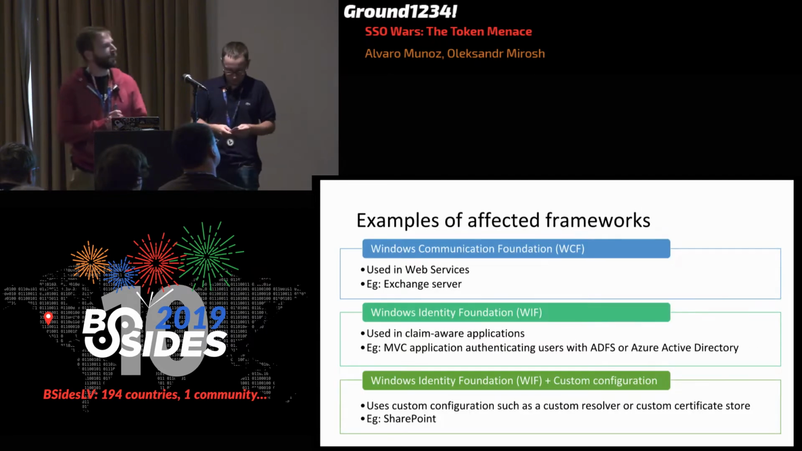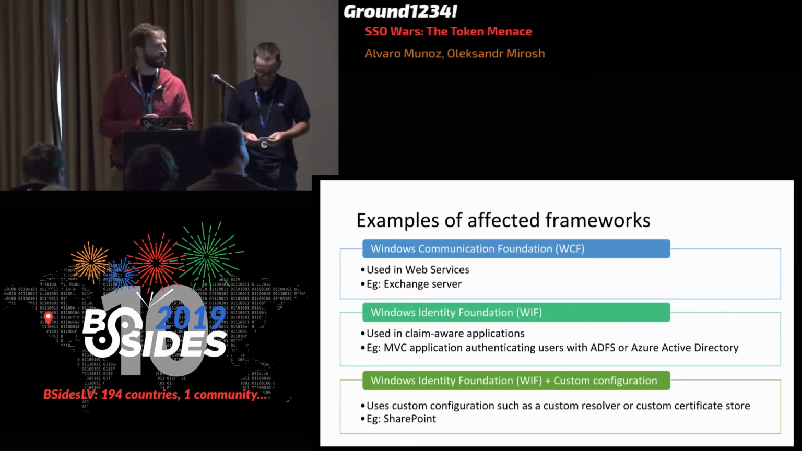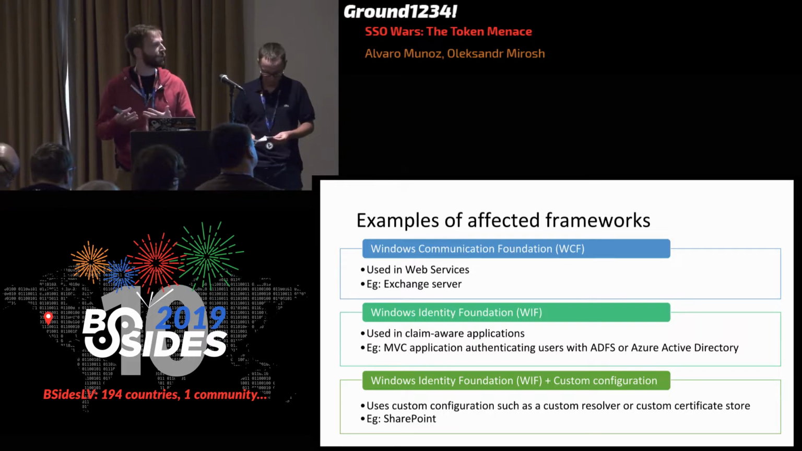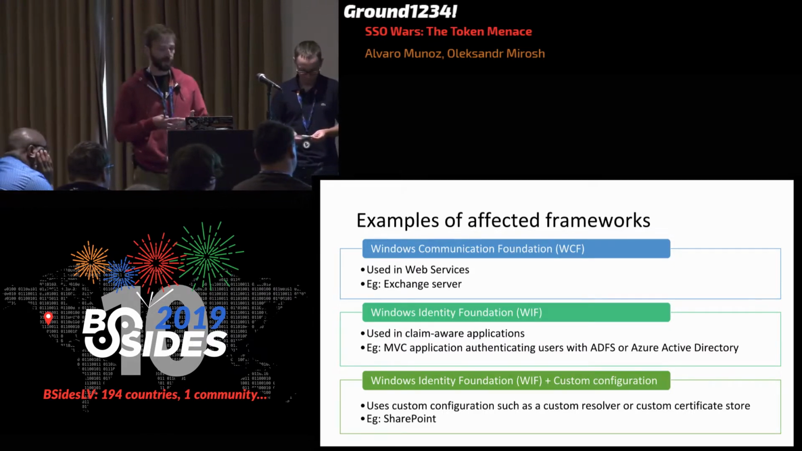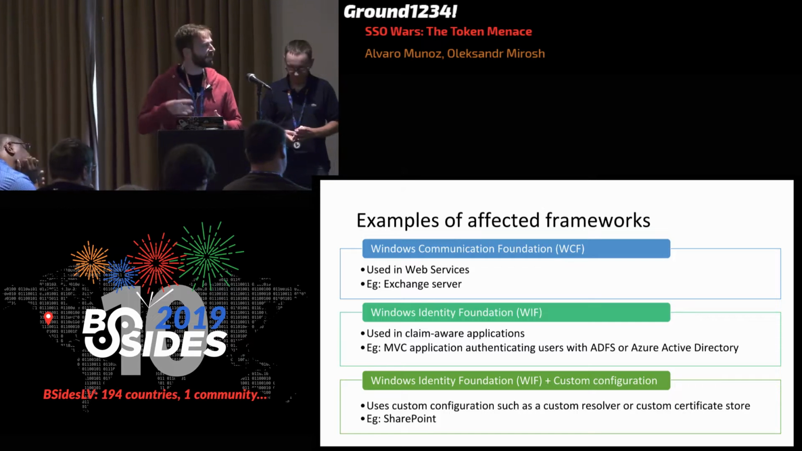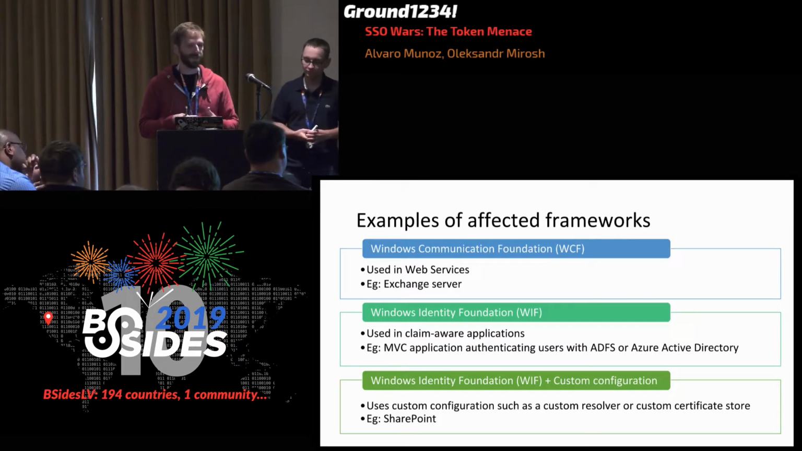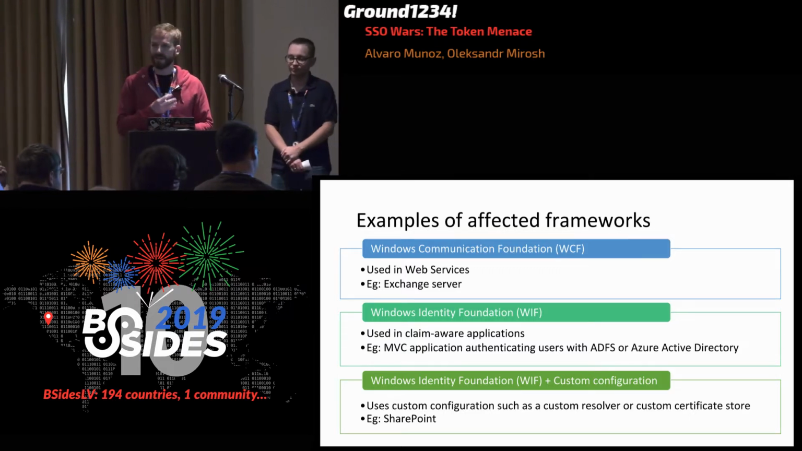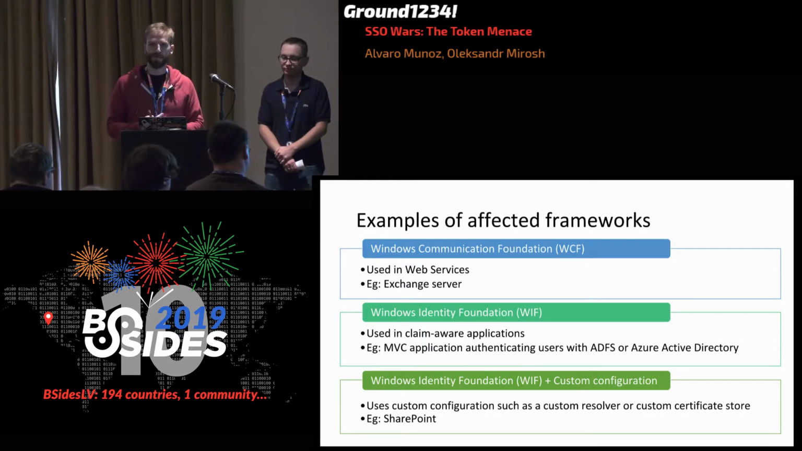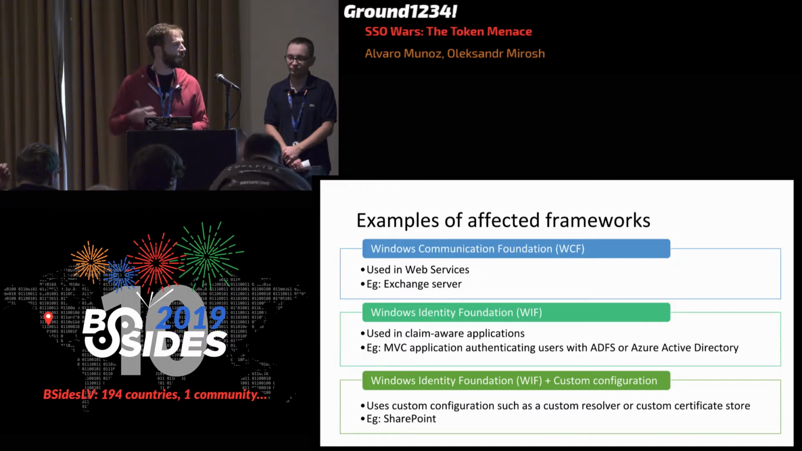So we will be reviewing some of the most important frameworks in Microsoft that actually accept SAML tokens. The first one will be WCF. We will see that in a few seconds. That is basically used to build web services, like for example Exchange Server, and we will show you an example of how we can take over or compromise any account using this technique.